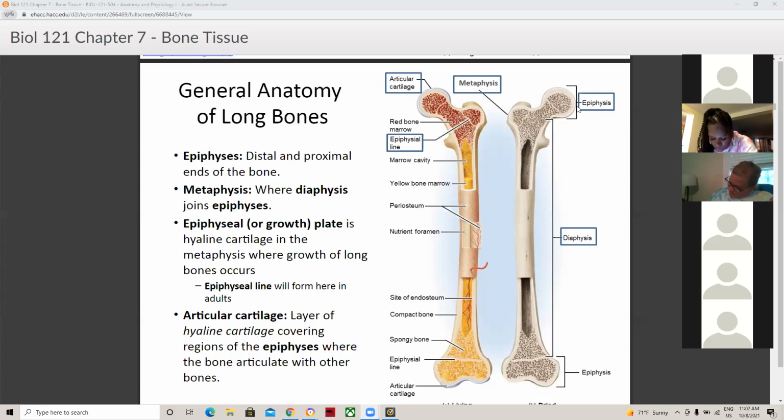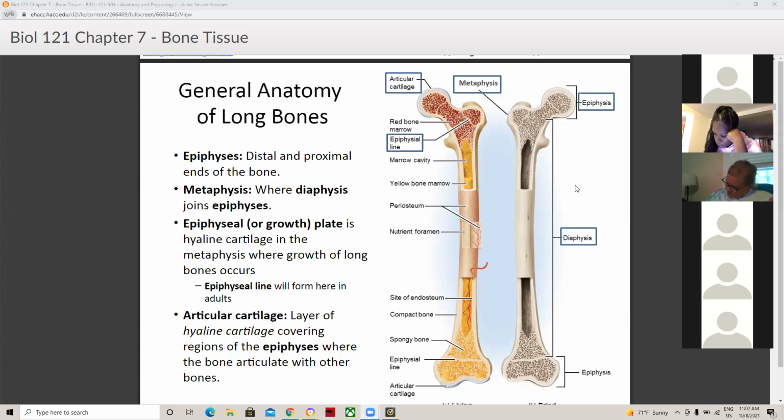The epiphyseal or growth plate is hyaline cartilage. If you remember from lab, this is one of your connective tissues. Have you gone over connective tissues and cartilage in lab? Yeah. Say yes, Professor Gessel, we have. Yes. Okay.